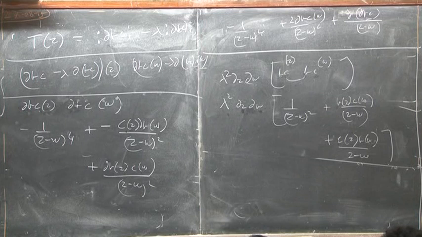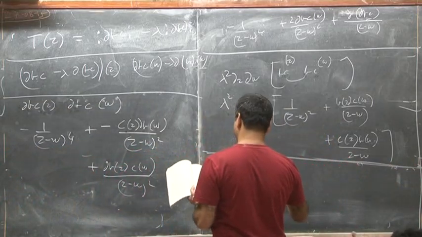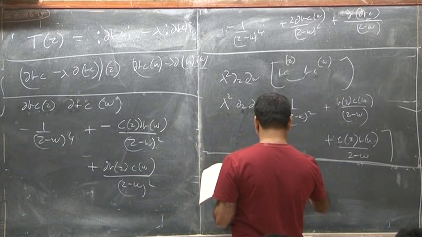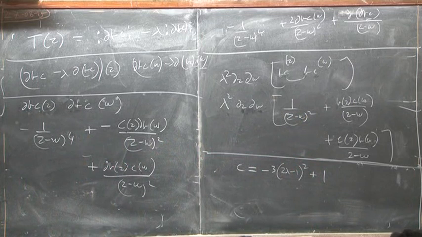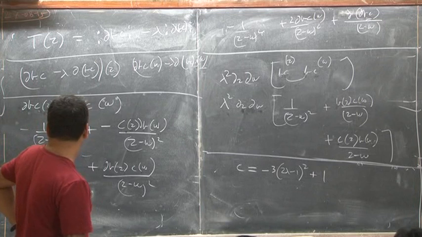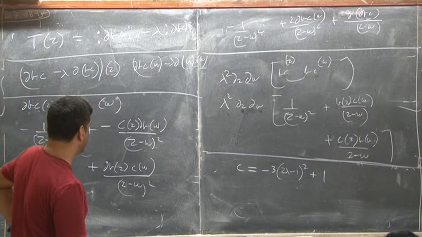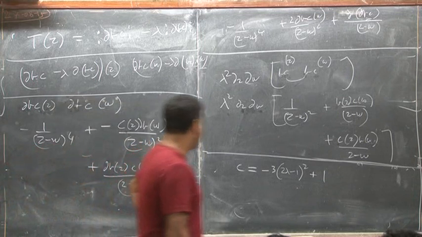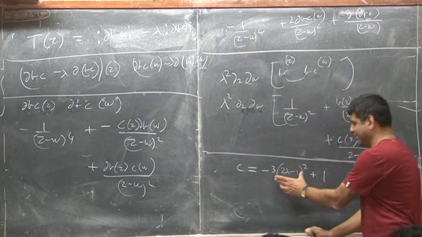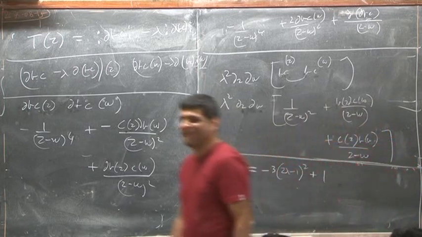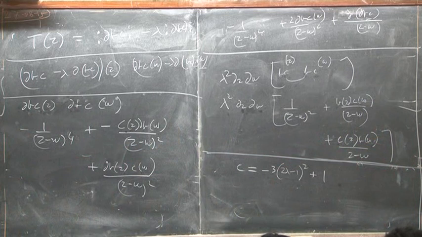You get the standard operator product expansion of the stress tensor with c equal to minus 3 (2 lambda minus 1) the whole thing squared, plus 1. So c is equal to minus 2. Minus 2 agrees with minus 3 plus 1. Okay. So, one thing we've done, right? You have to get the lambda.